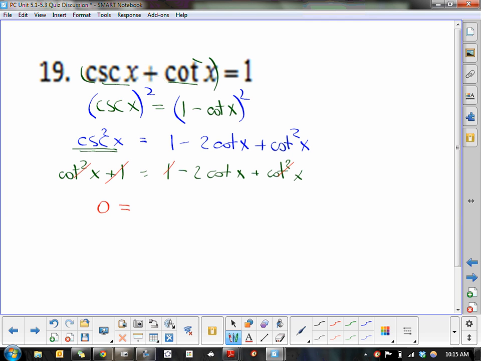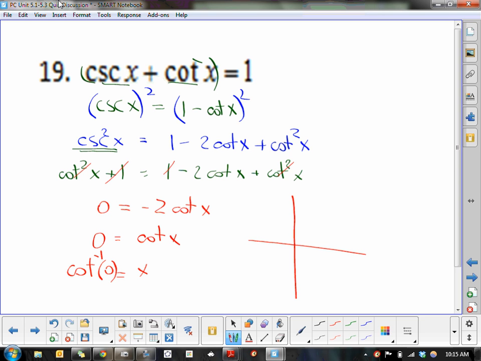So 0 equals a negative 2 cotangent of x, which means if I divide both sides by a negative 2, I still get 0 equals cotangent of x. Now I'm looking for an angle whose cotangent value has to be 0. So I've got to be thinking of what the meaning of cotangent is. Cotangent is your x values over your y values. The only way I get an answer of 0 out of this is if the x value is 0 and the y value is not 0.